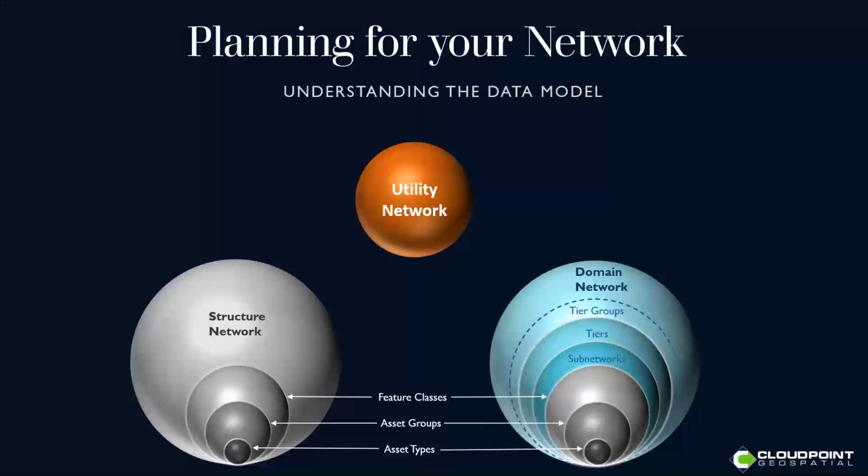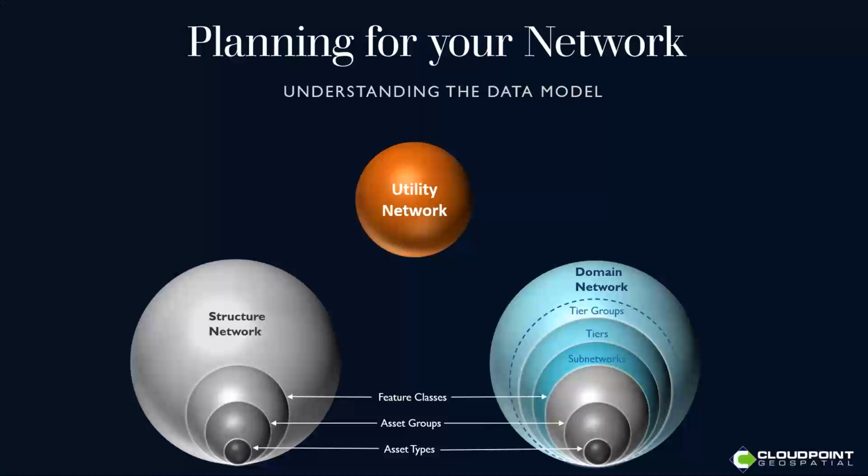Next, we have subnetworks, which represent a topological subpart within a tier where all the features are defined by one or more subnetwork controllers. Each of the utility networks, water, sewer, gas, have a list of acceptable subnetwork controllers. You can modify this, but you should have a very good reason to do so.